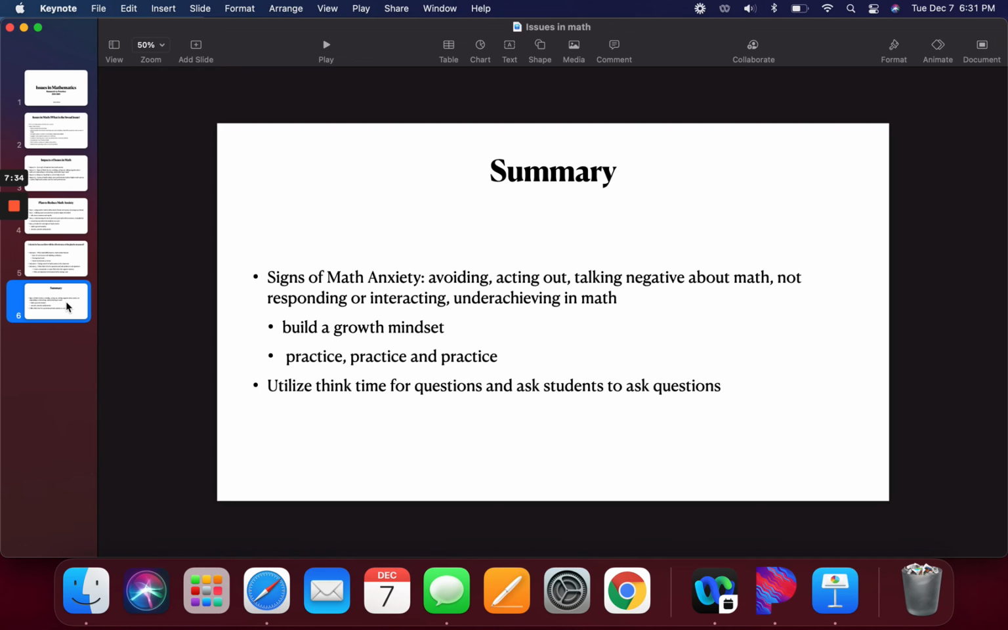Summary. There are different signs of math anxiety, such as avoiding, acting out during class, talking negatively about math, not responding or interacting, and underachieving in math. What we can do as teachers is build a growth mindset with our students and practice with our students. Utilize think time for questions and ask students to ask questions. Really ask the students if they need to review something. If you don't get a response, then as a teacher go ahead and say, you know what, we're going to review this topic today in math.